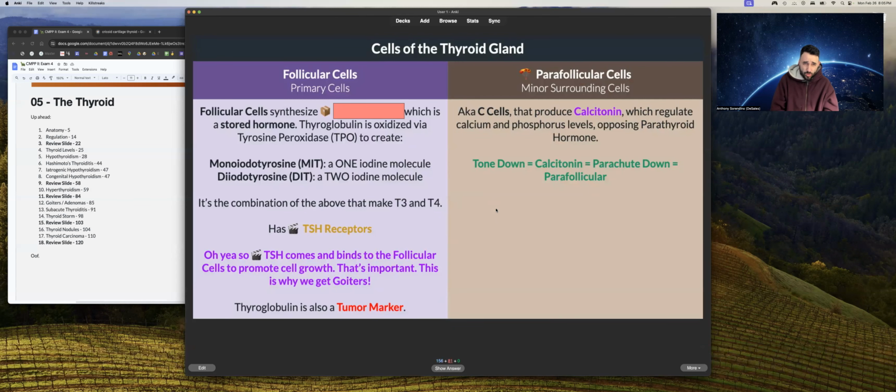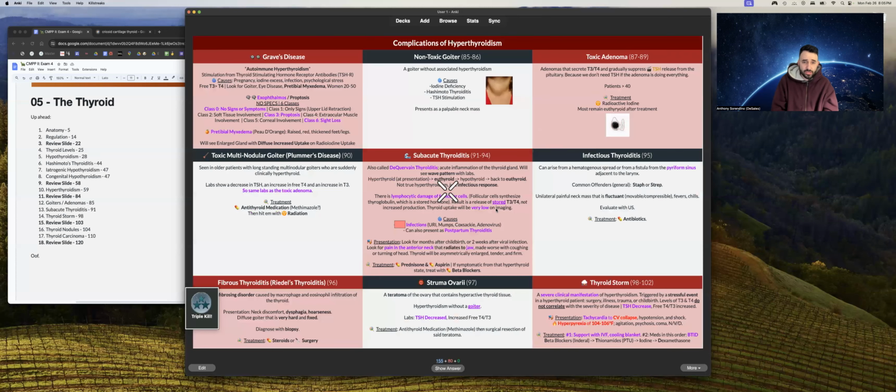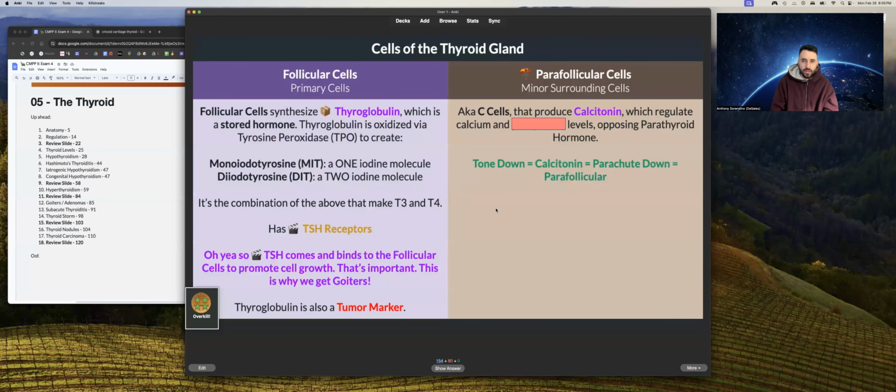All right, what's the storage hormone here? Thyroglobulin in the follicular cells. Dosing is variable and measured in micrograms. Dosing is so sensitive, brand necessary, maybe best. Causes for subacute thyroiditis: viral infections. This is why we were talking about post-viral infection. C cells, calcitonin, regulate calcium and phosphorus.